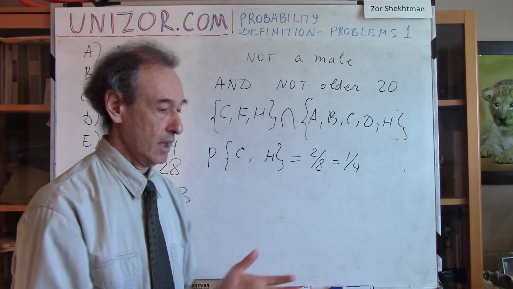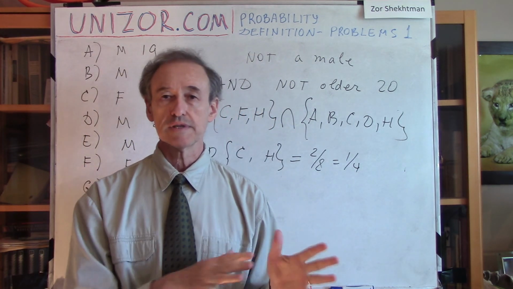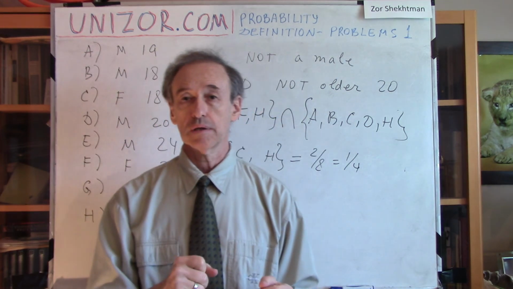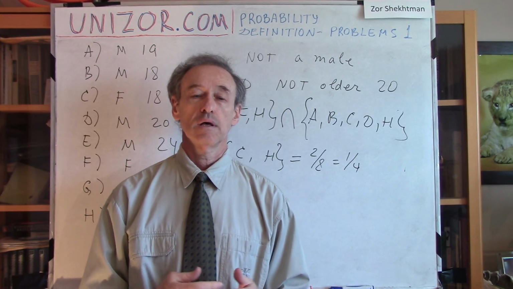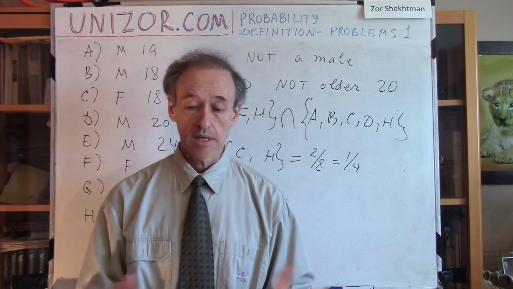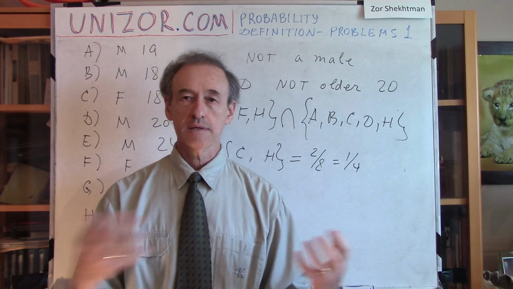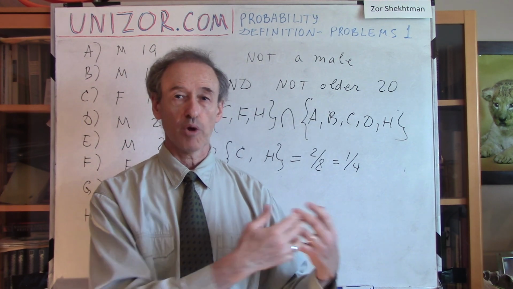All right, that's it. I do recommend you to go through the same problems again. Just go to unizor.com and solve all these problems. There are answers, so it's very easy to check yourself and see if you really understand this conceptual equivalence of talking about events and probabilities.